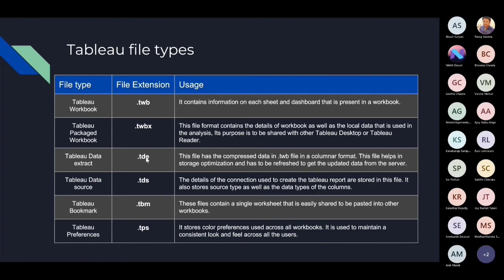So we can have an extract of the data itself and keep it separately, and whenever we want to work with the workbook we can directly connect to that particular extract. Just to give you an example, let's say you have a 1 GB Excel file.